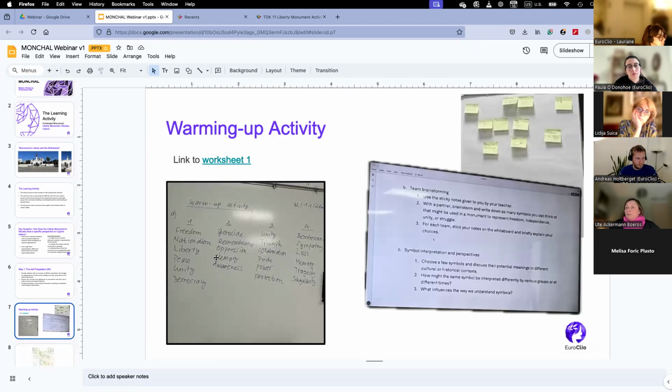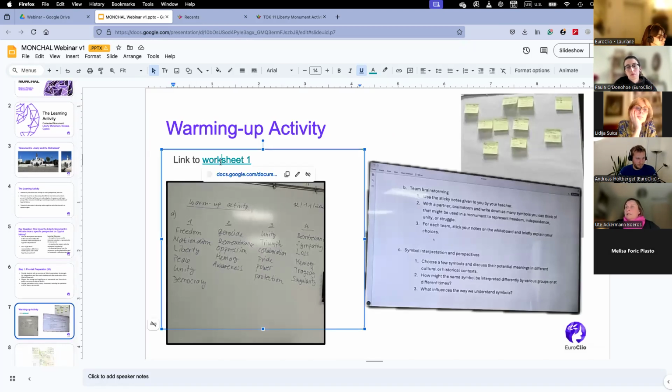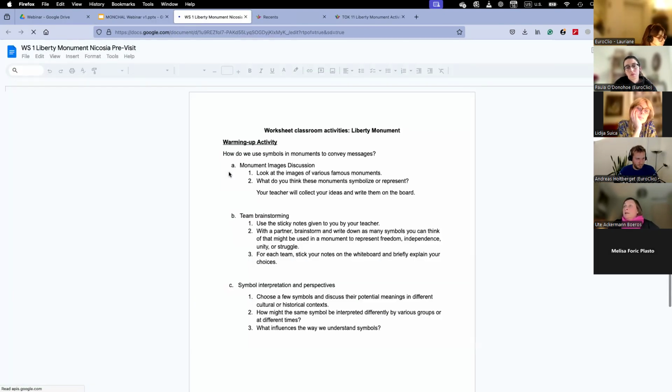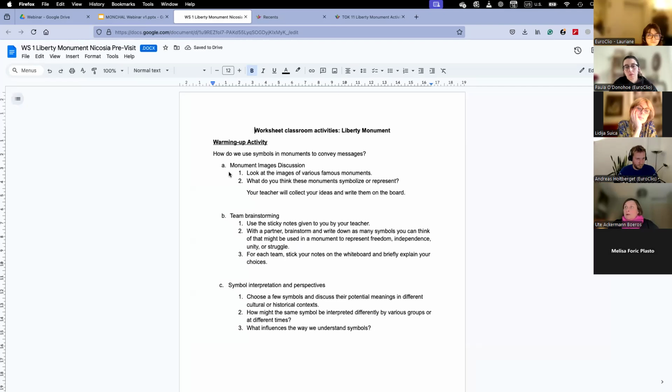And if we go to the first worksheet, let's see if the link works. I hope you can see my worksheet as well. You can see here the warming-up activity was divided into 3 smaller steps, where we had a general discussion on monument images, or monuments in general. And we had a variety of monuments that students analyzed.